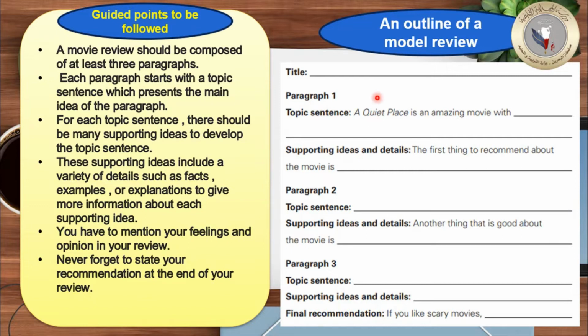Look here, if we look at the outline of a model review like that, here we have a title of the movie. Then we have 3 paragraphs, as we said. For each paragraph you have a topic sentence followed by supporting ideas and details. The same you write here, the same you mention in the first paragraph, you have to mention in the second one. But for the third paragraph, you have to mention last your recommendations. It's very important to mention at the end of your essay or your review.